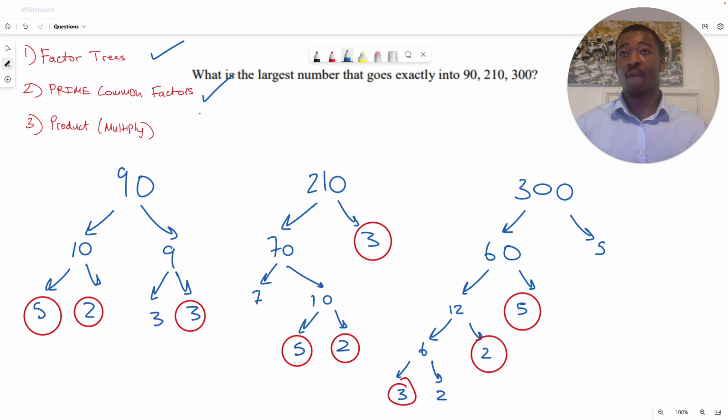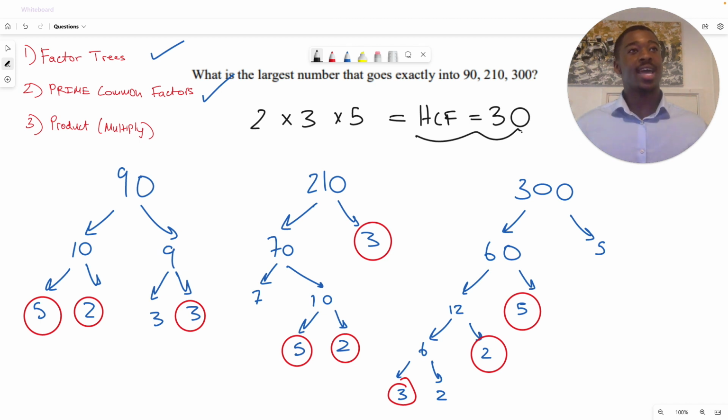Product of the prime common factors. In simple terms, multiply them together. What do we get? We have 2 times 3 times 5. Well, 2 times 3 is 6. 6 times 5 is 30. So our HCF is 30. And there you go.